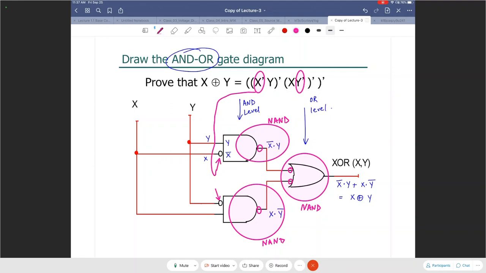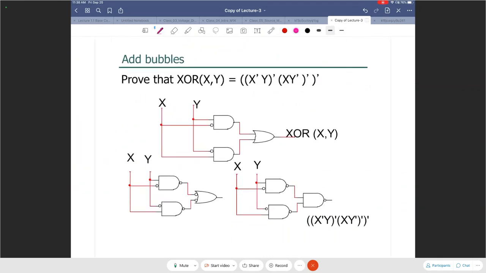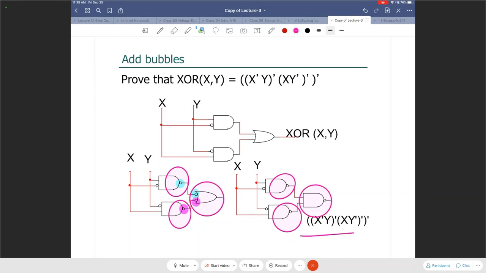So this comes over here, and that comes over here. So that's how you would prove that exclusive OR can be implemented using NAND gates, but with the exception that X and Y are inverted once. So let's see. That's your proof step by step. Original diagram at the top. Bottom left has the bubbles added, right? So this cancels with that. That cancels with this. And then you recognize that there are three NAND gates, NAND, NAND, and NAND, which leads to that expression.